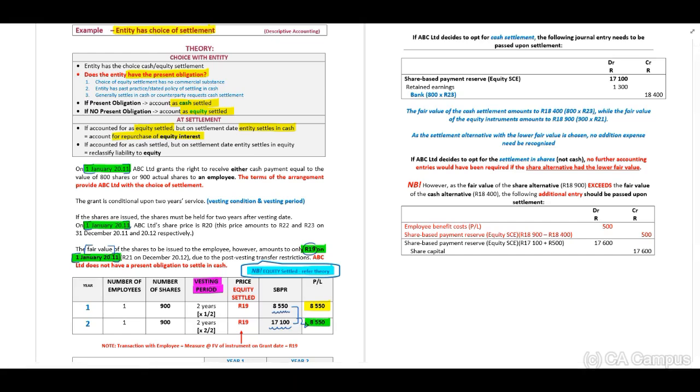How do you do that? Remember, we have recognized a total value in our share-based payment reserve of 17,100. We need to take this out. Therefore, we debit our share-based payment reserve with the 17,100. We now need to pay the value of 800 shares at 23 Rand per share. Therefore, credit bank 800 times 23, this will be 18,400. And our remaining balancing figure will be recognized in our retained earnings.